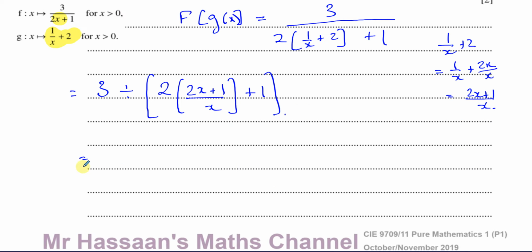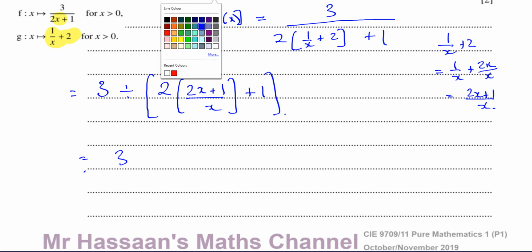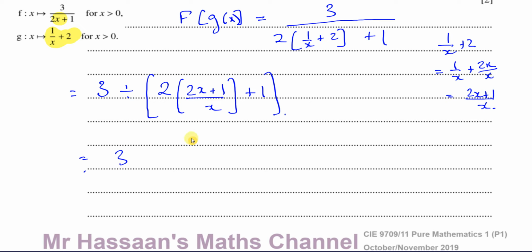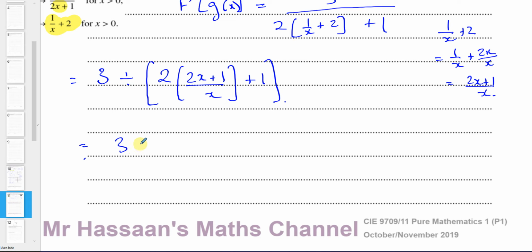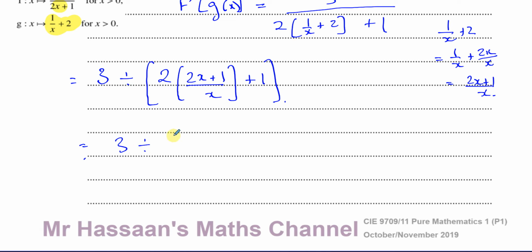So we have 3 divided by, whoops, what happened there? Sorry. Bit of a mess there. So 3 divided by, and this is going to be 2 times 2x, which is 4x, and 2 times 1, which is 2, over x, plus 1.